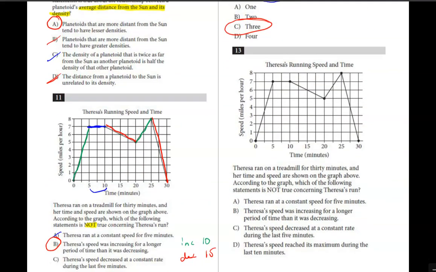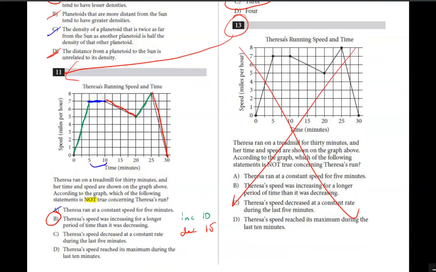And number 13, I screwed up. Number 13, if you'll notice, is the same as 11. So that was a repeat that shouldn't have been on there. So we are all done with reading data B.